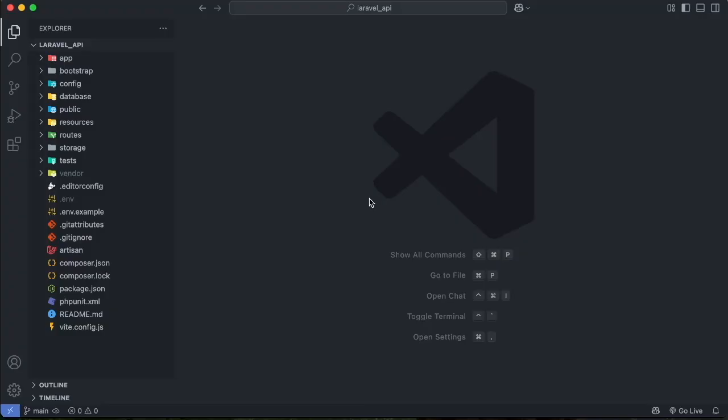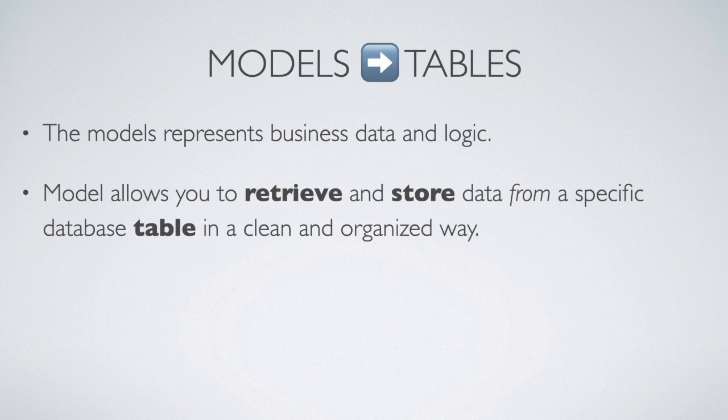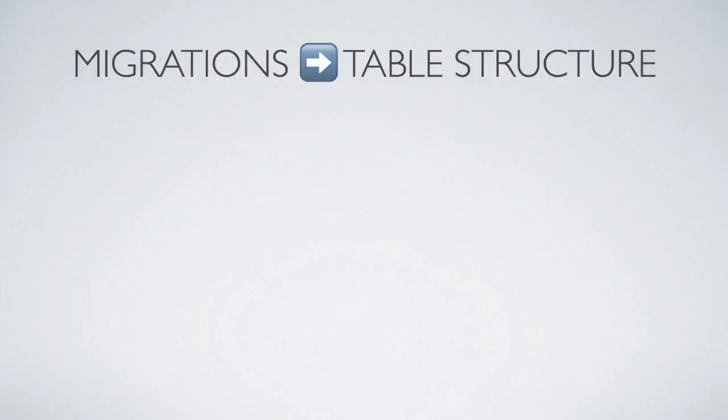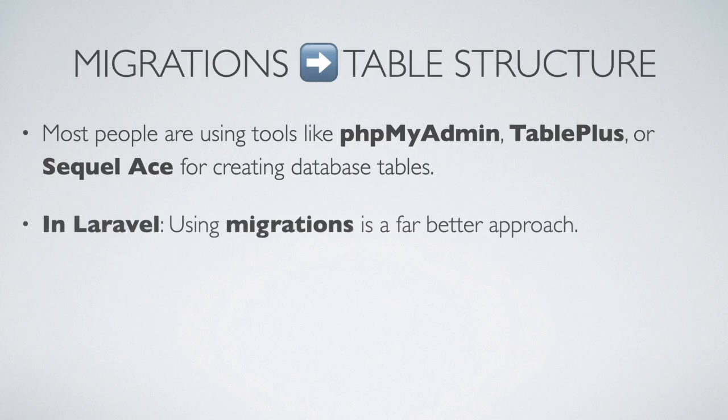In this video, we're gonna create our first model, migration, and factory for the application. A model in Laravel represents your business data and logic. It allows you to retrieve and store data from a specific database table in a clean and organized way. Now, when it comes to creating database tables, most people are familiar with using tools like phpMyAdmin, TablePlus, or Sequel Ace. And while those tools are handy, using migrations is a far better approach in Laravel.